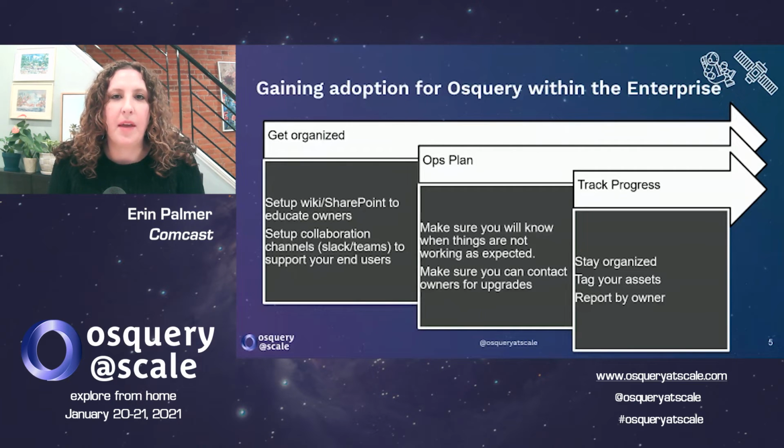Next, we needed an ops plan. So we wanted to make sure that our systems were running, that monitoring was in place, and that our new owners could trust that we were running our osquery and there were no issues. We also made a plan to contact all of these new owners for upgrades so that as upgrades are needed, we have a way to reach out to them and let them know that either we would push a change out to their systems or that they needed to take action.